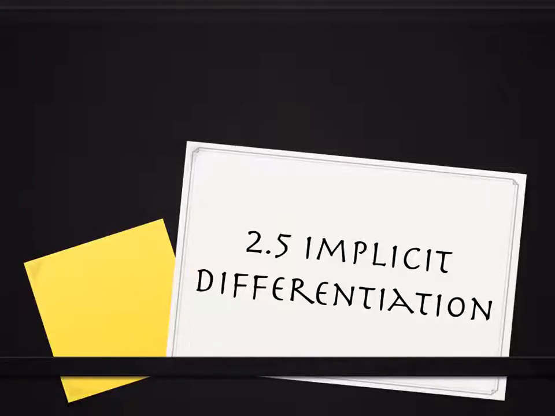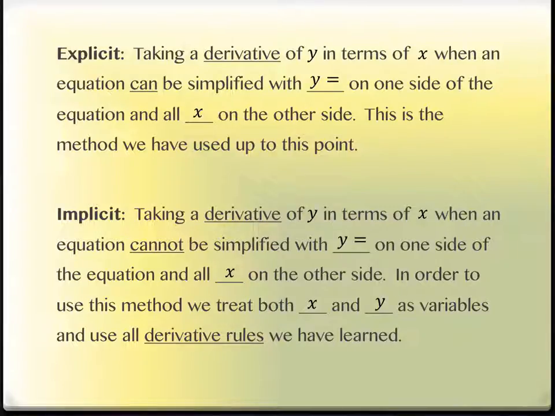Section 2.5 is called implicit differentiation. Okay? Remember, the word differentiation just means derivatives, finding derivatives. I want to define what we have been doing versus what we're about to do. So what we have been doing is called explicit differentiation.